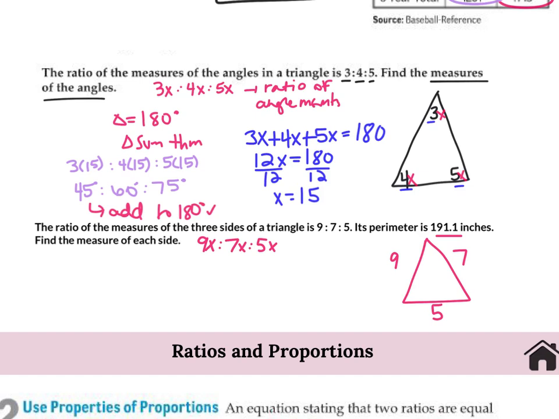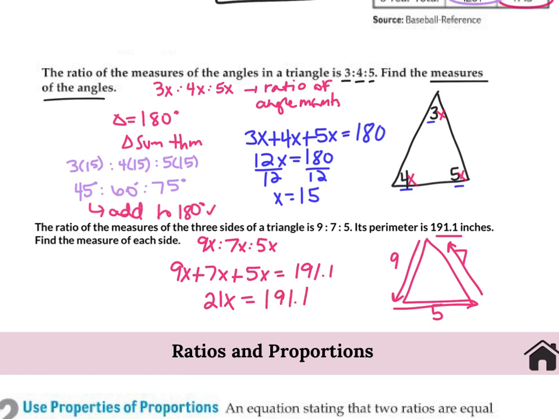Okay, so the perimeter is the distance around, right? So 9x plus 7x plus 5x equals 191.1. We're going to get 9, 7, 16, 21x equals 191.1. And then when you divide that by 21, x will equal a total of 9.1. Okay? So if we were to plug 9.1 back in for this x, okay, 9 times 9.1, 7 times 9.1, 5 times 9.1, it should add up to be 191.1. Okay?